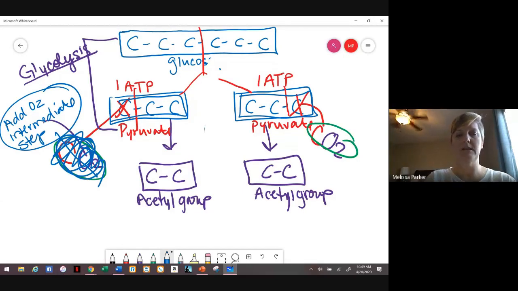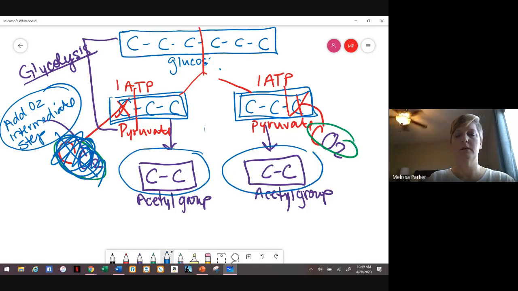The purpose of the intermediate step is to create these acetyl groups, because in order to continue to the next step of cellular respiration, I have to have an acetyl group. The next step is the Krebs cycle, and I have to have an acetyl group to put through the Krebs cycle. I can't put pyruvate through the Krebs cycle. I have to convert it to acetyl, and by adding in oxygen, that's what I did. I got rid of one of those carbons and I created an acetyl.